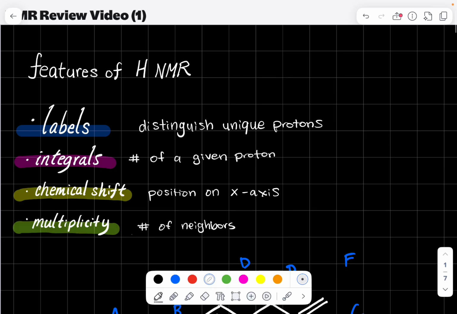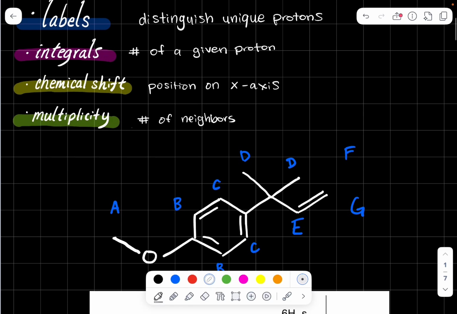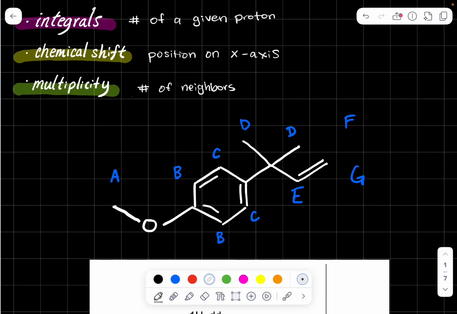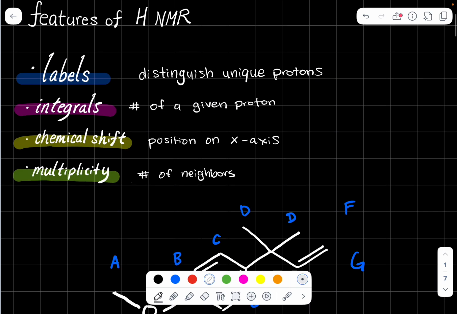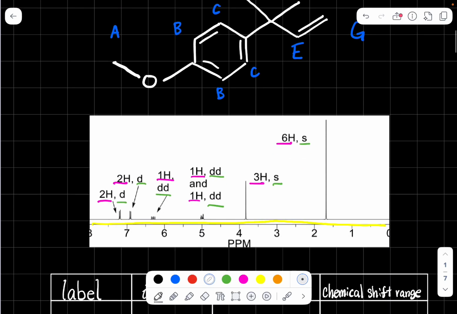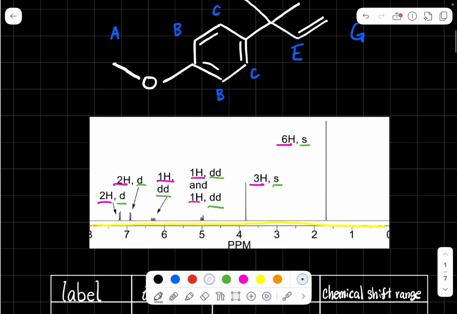Labels, as indicated in the blue, tells us how many different kinds of protons or hydrogens there are. In this example molecule, there are 7 different kinds of protons, and they are labeled proton A through proton G. For integrals, this tells us how many of a given proton we have. In this NMR spectrum, I've underlined this integral in pink.